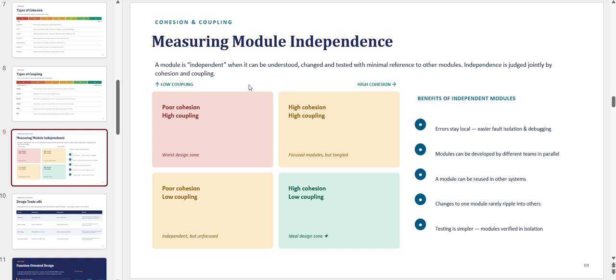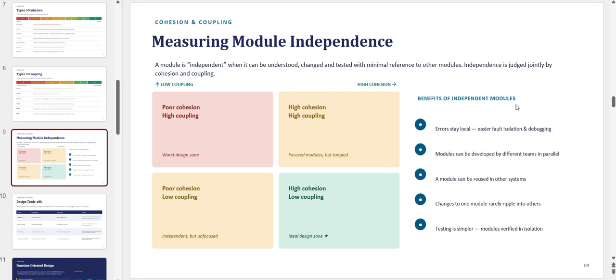Low coupling with poor cohesion, high coupling. Now, let's see. Low coupling is there. Worst design zone, then focused module but tangled. In the third one, independent but unfocused. Ideal design zone. Poor cohesion, high coupling, then high cohesion, low coupling, and poor cohesion, then low coupling.